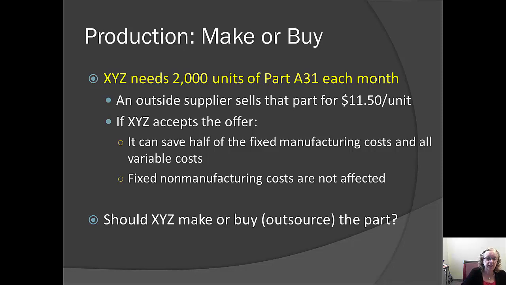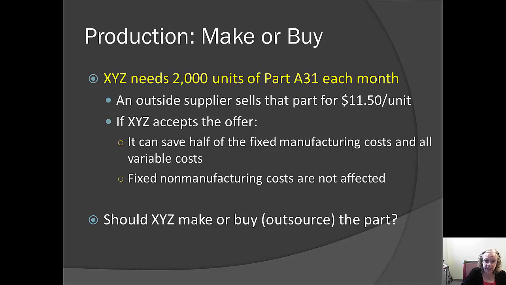In order to answer this question, we need to know not just what happens to the variable costs. Obviously, if we don't make the component, all of the variable cost associated with it will go away. But we also need to consider what happens to the fixed costs. It's possible that a decision to stop making this part would have no effect on the firm's fixed cost. In that case, those costs are not relevant for this decision because they would be the same whether we choose to make or to buy.